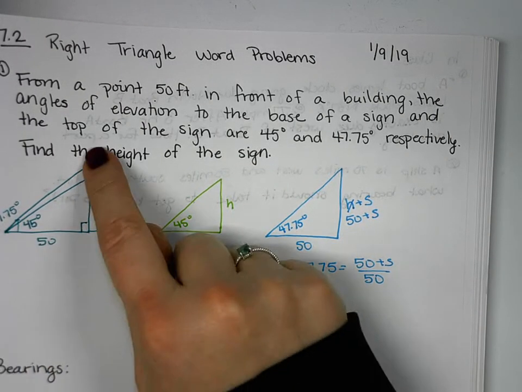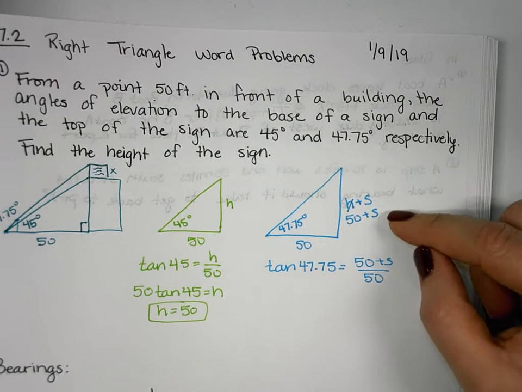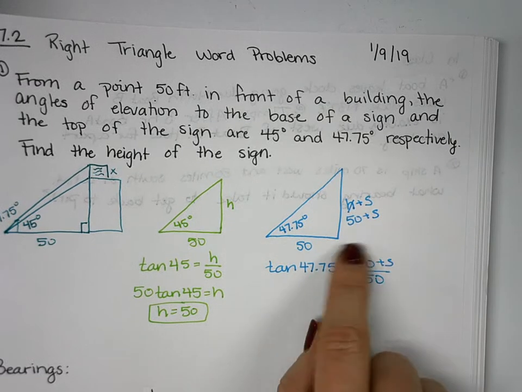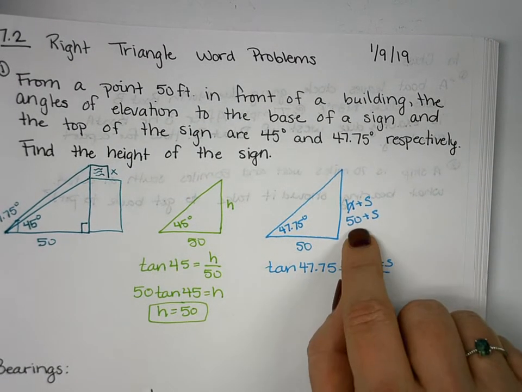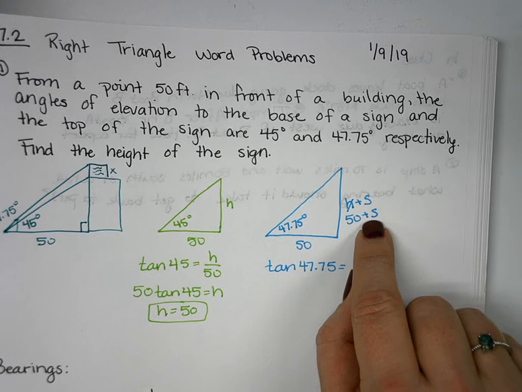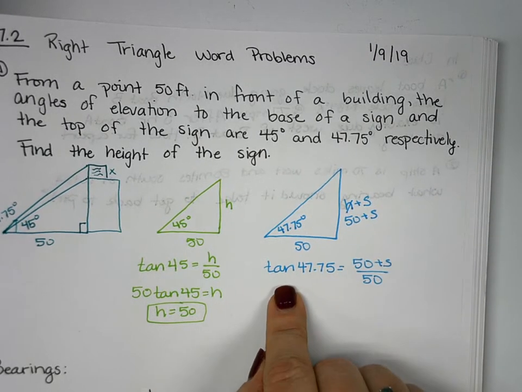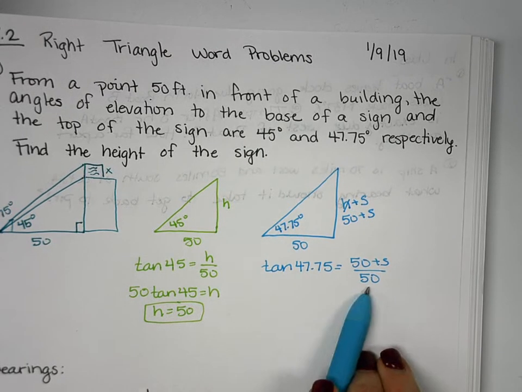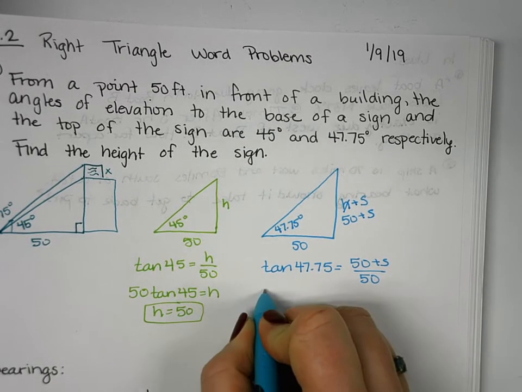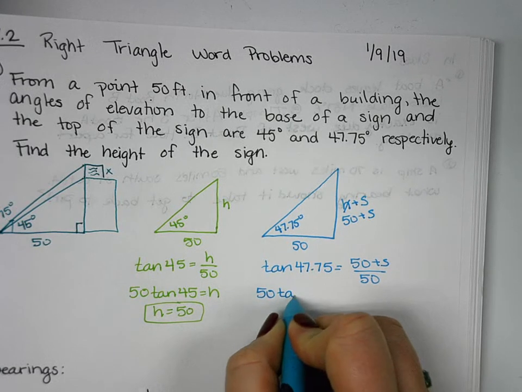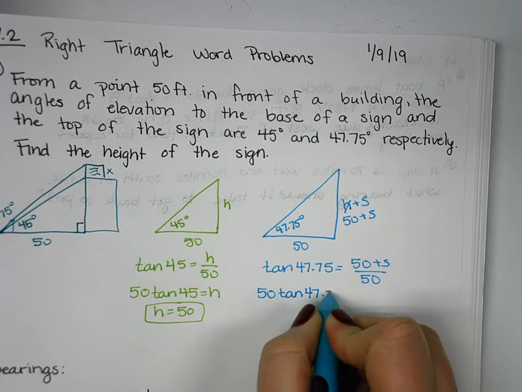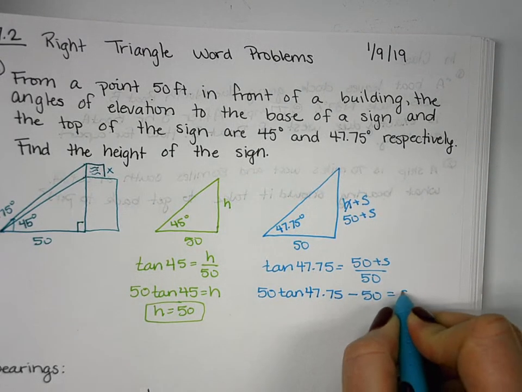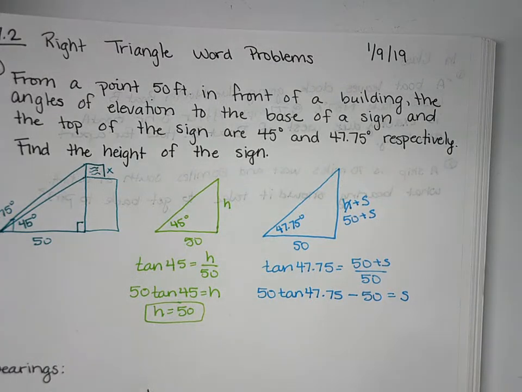Then I took the larger triangle that included the sign. So my height is now the height of the building plus the height of the sign. Knowing the height of the building, I plug that in to get this expression for my total height. Using the same trig function of tangent, we can set up this equation. Multiply both sides by 50, and then subtract 50 from both sides, and we get the height of the sign.